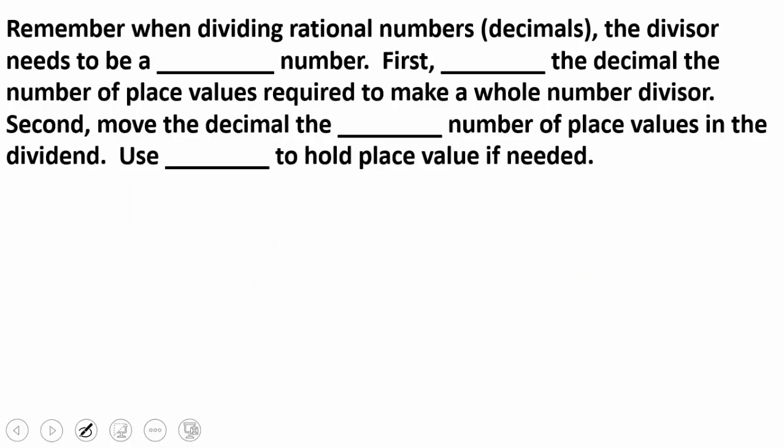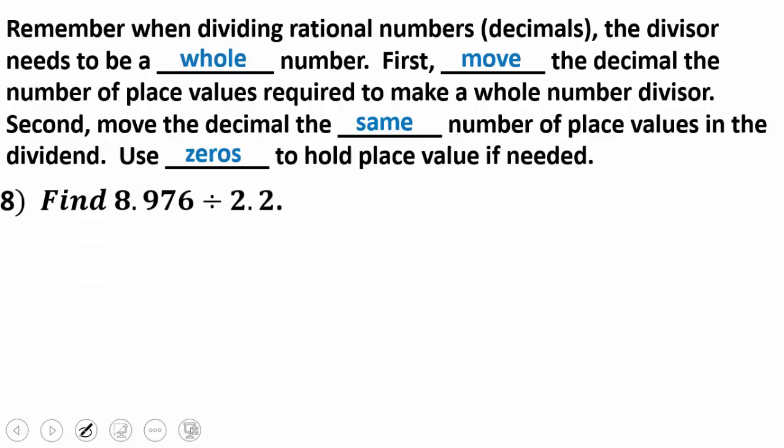Let's try doing some division with decimals as our rational numbers. And you have to remember that you cannot divide with a decimal. So we have to first change that divisor to a whole number. To do that, you move that decimal the number of places needed to make it a whole number. But you better count them, because you have to then move it the same number of places in the dividend. And of course, there might be times that you have to add some zeros. We like to call that annexing zeros to hold place value. All right, so let's do our problem.